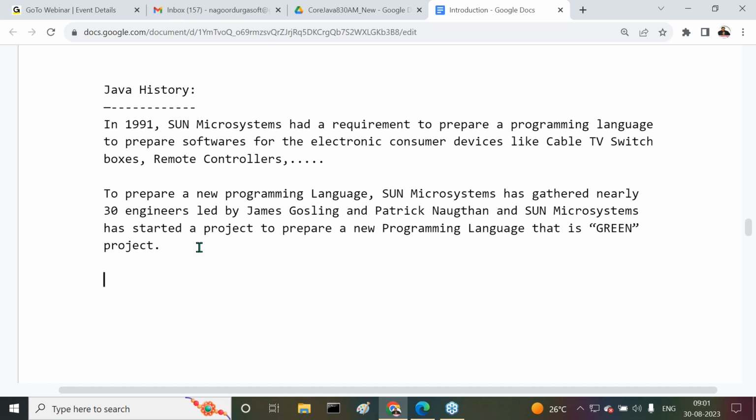What should be the proper plan here? Plan in the sense, they need to have some idea. What idea do they require to prepare this new programming language? All right, sir. Now, if we understand these points clearly, then what is the point I'm telling you?